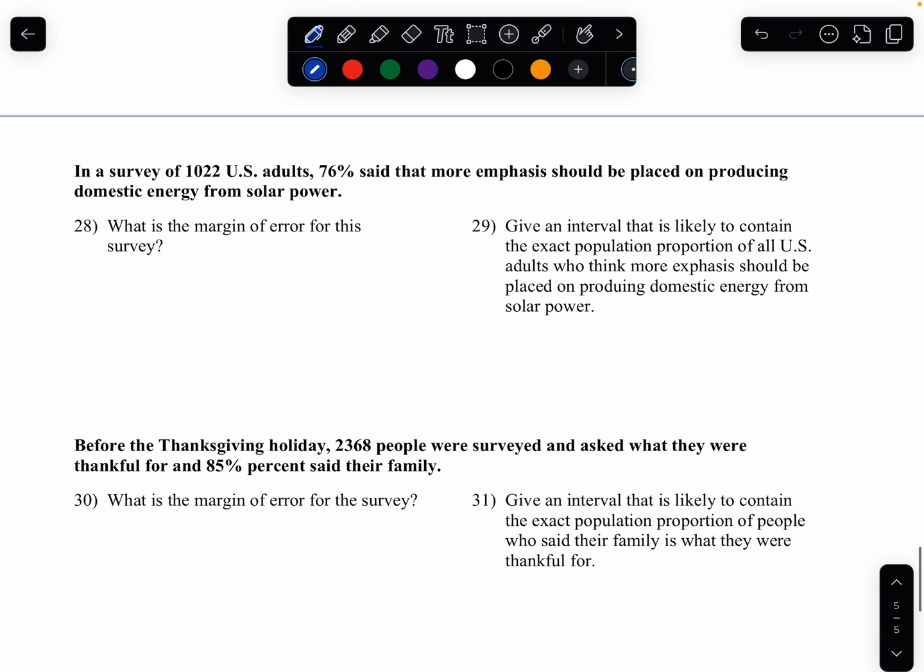All right. In a survey of 1022 U.S. adults, 76% said that more emphasis should be placed on producing domestic energy from solar power. What is the margin of error? In this case, we're talking about 76% of a population, so this is a population proportion. We're talking about a certain percentage of a survey, and we're trying to represent that with the population. So, population proportion.